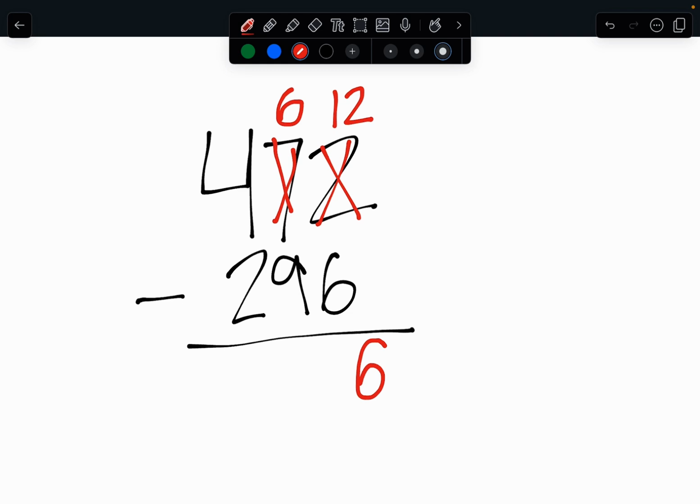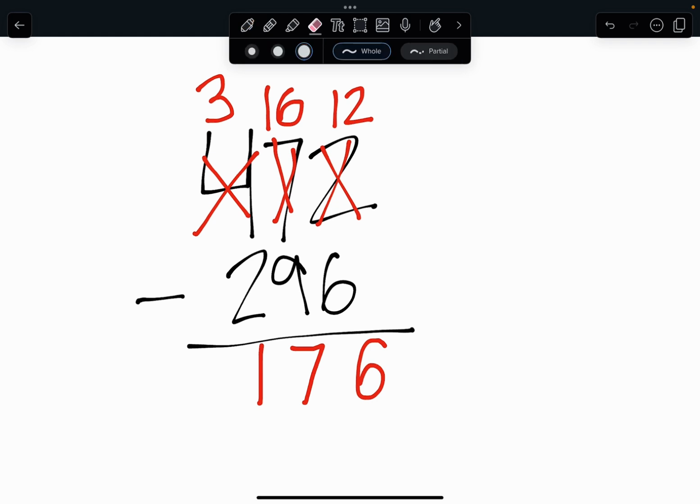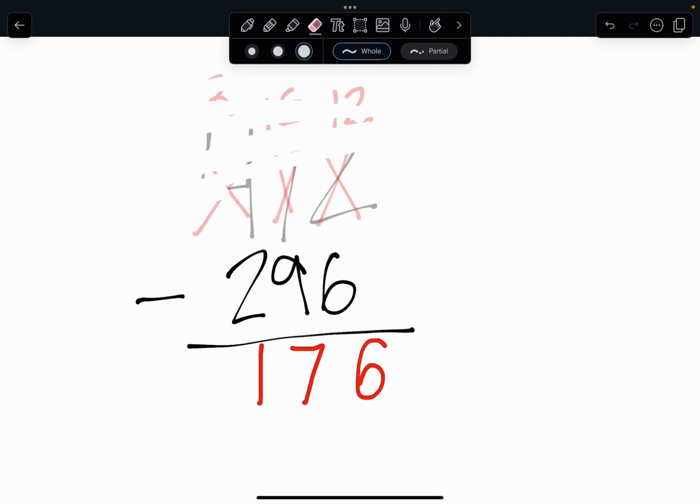Now look here. I cannot take 9 away from 6, so what do I do? I'm going to go over to my hundreds, make it a 3. 16 minus 9 is 7. And 3 minus 2 is 1. So you're just putting them together. You're borrowing from the tens and you're also borrowing from the hundreds in these problems, okay? Let's try another one together.